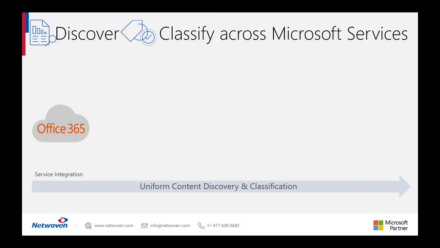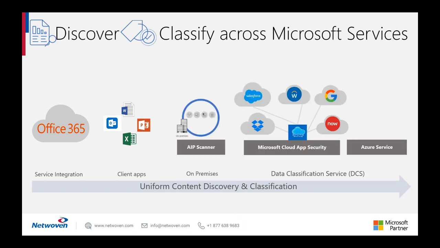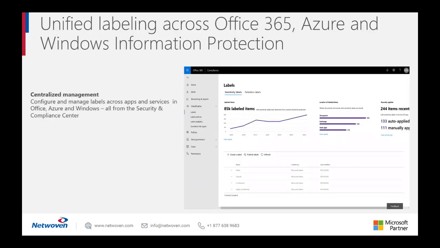We want to be really, really consistent with our automatic classification across these services. So, of course, we've got our Office 365, our classic applications there, Word, Excel, what have you. Then the AIP scanner, which is going to cover your on-premise file shares and storage. With the cloud services, Microsoft Cloud App Security is going to take care of that. And within Azure, there are services there as well. So it's really giving you that uniform content discovery and classification, the good thread.